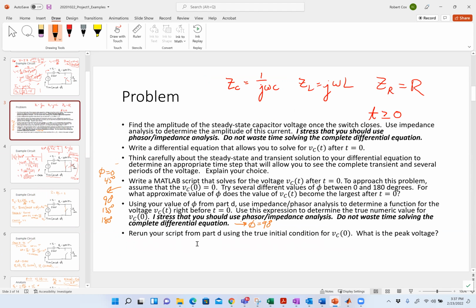Yeah, rerun your script. All right, what's the peak voltage now? Right, so I'm basically just asking you to rerun it in the last part. Okay, so if you know what you're doing, this thing doesn't take you too long to do. And then problem 2 is very similar to that.